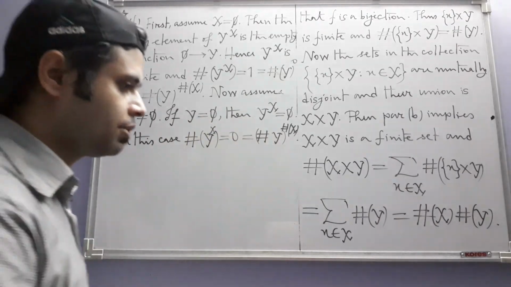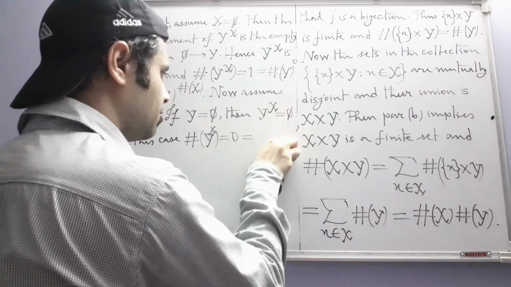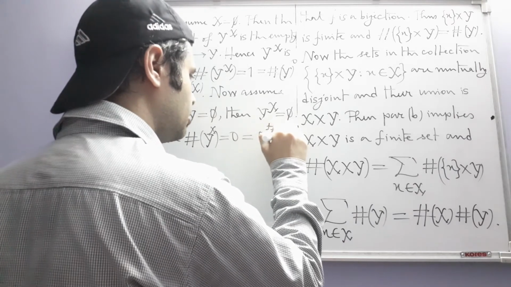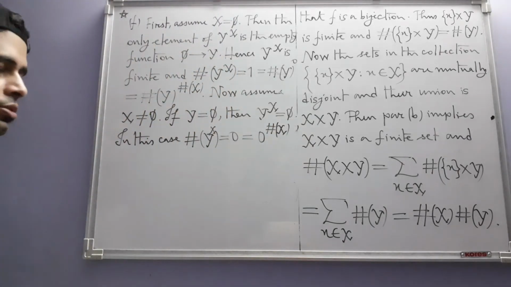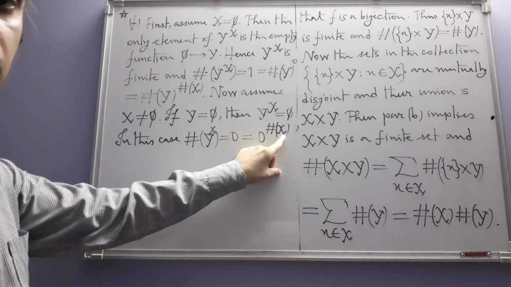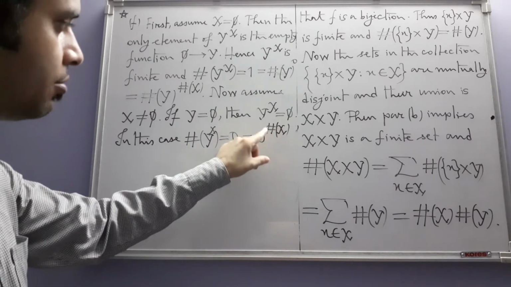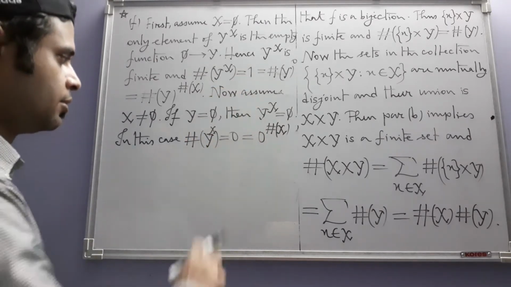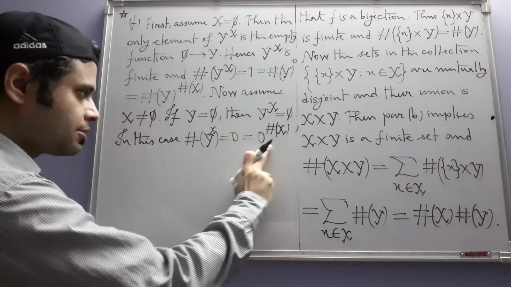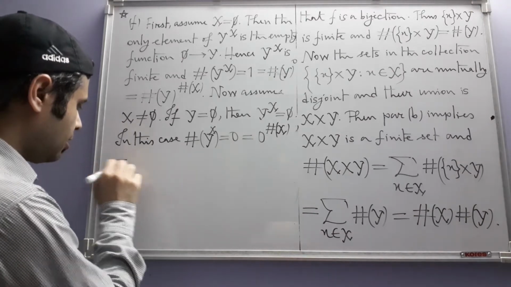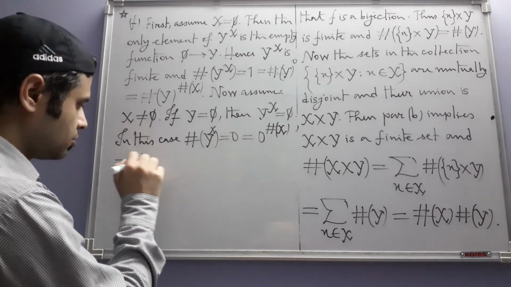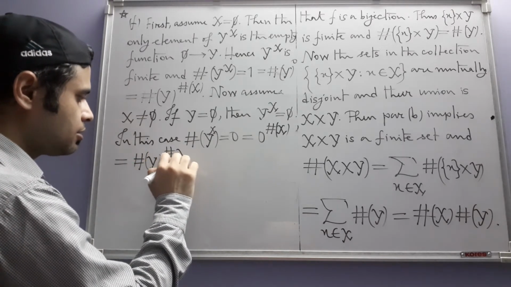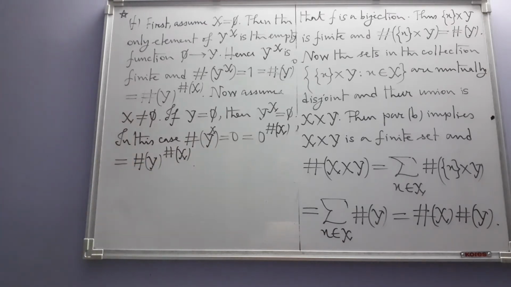So here, in fact, I think I should write one more step. This is 0 to the power cardinality of x. 0 equals 0 to the power cardinality of x because this is a positive integer. This is not equal to 0. Otherwise 0 to the power 0 according to our convention will be 1, and 1 definitely is not equal to 0. So the fact that this is non-zero allows us to write like this. And now since y is empty, we can replace 0 by the cardinality of y. So in this case also the formula holds.